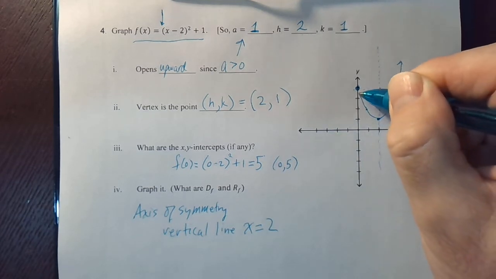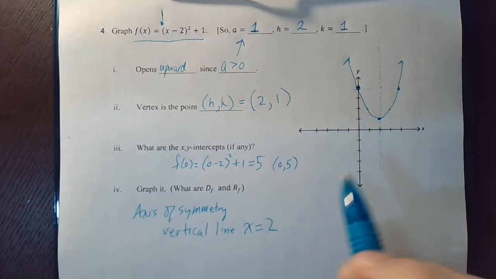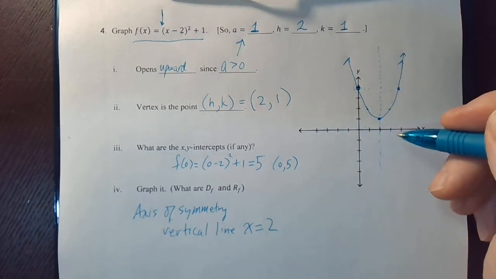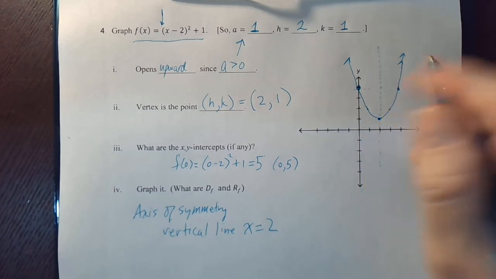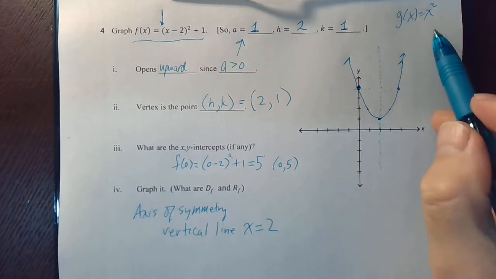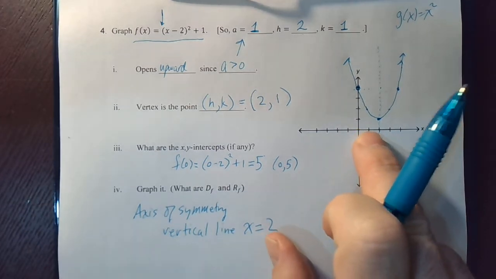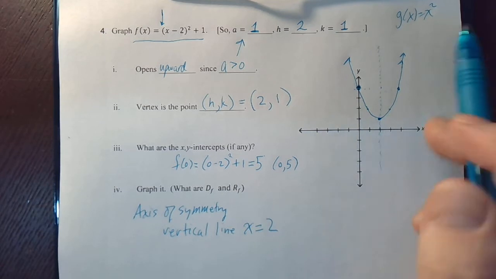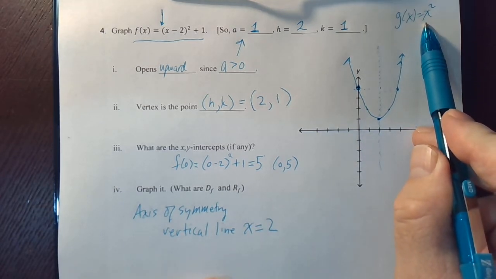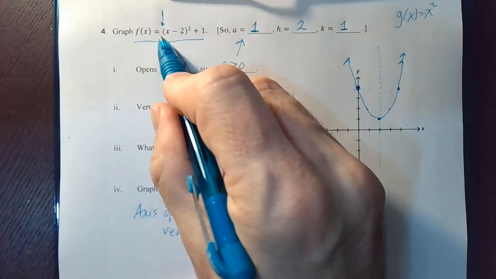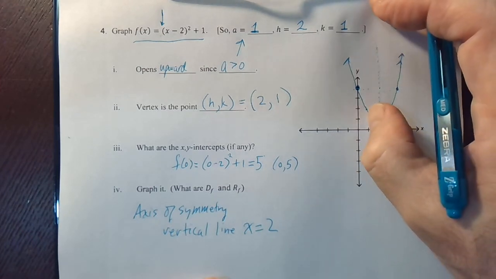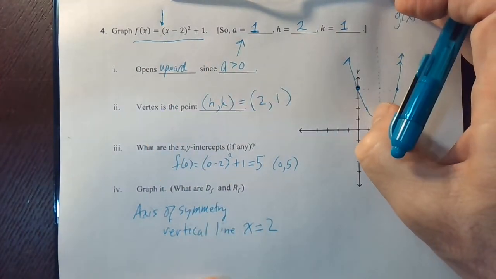And there's something important that I want to discuss about this shape. The shape of this graph is exactly the same as the graph of g of x equals x squared. It's just shifted to the right 2 and up 1. But the shape is exactly the same. And the reason it's exactly the same is because a is a 1. If a were a 2, it would be stretched up taller, twice as tall. If a were a 3, it'd be 3 times as tall.